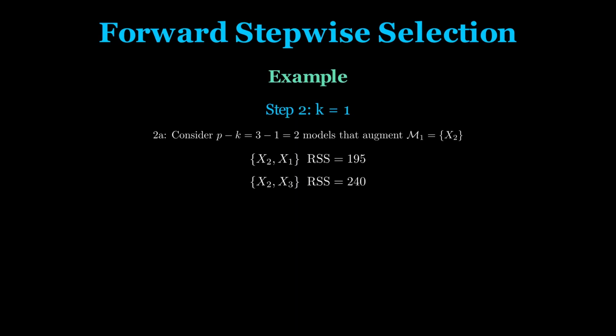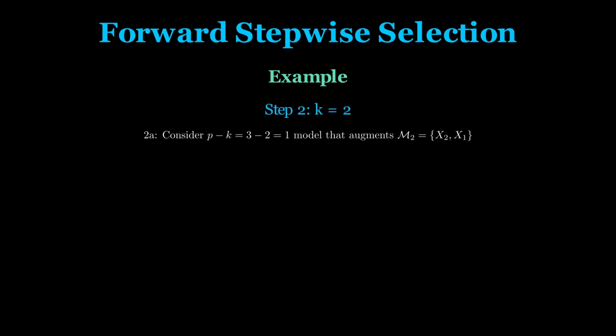Now for k equals 1, we consider p minus k equals 2 models that each add one of the remaining predictors to M1, which contains x2. In step 2b, adding x1 gives an RSS of 195, which is lower than adding x3 at 240. So M2 equals the set containing x2 and x1. Now for k equals 2, we get p minus k equals 1, so there is only one model to consider, which adds x3 to M2. In step 2b, that model becomes M3 with an RSS of 180.